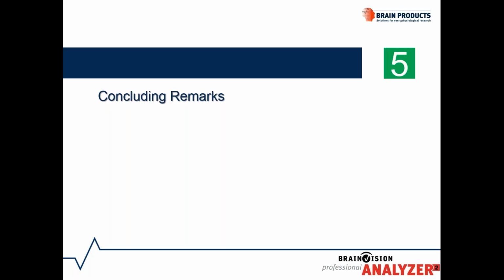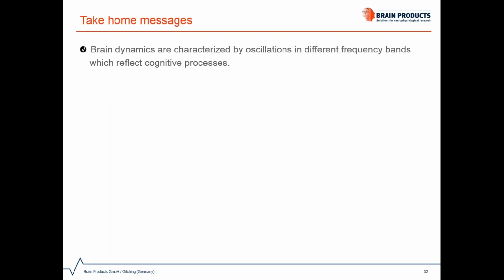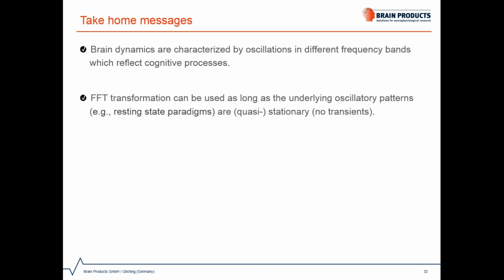Let me go back to the slides and give you some concluding remarks to recap what we have discussed in today's webinar. The important take-home messages are the following. We have seen that brain dynamics are characterized by oscillations in different frequency bands, which reflect cognitive processes. We know that FFT transformation can be used as long as the underlying oscillatory patterns are stationary or quasi-stationary, as we have seen in our example of the resting state paradigm. So we need to pay attention to the signal that we are analyzing, in the sense that it shouldn't be a transient signal.